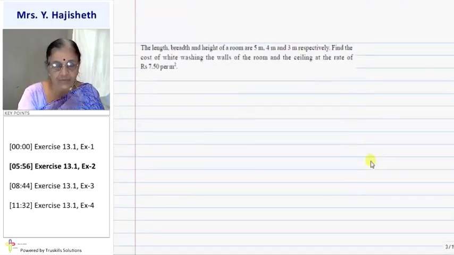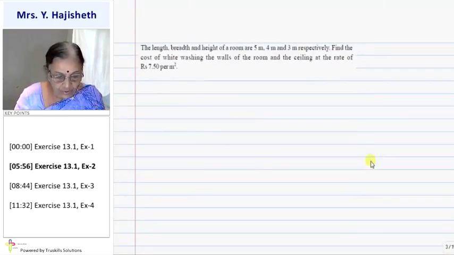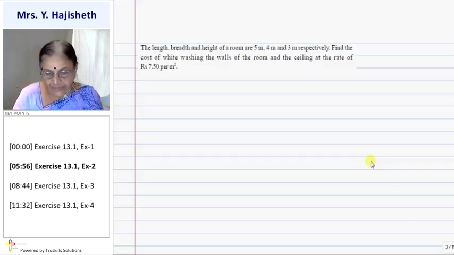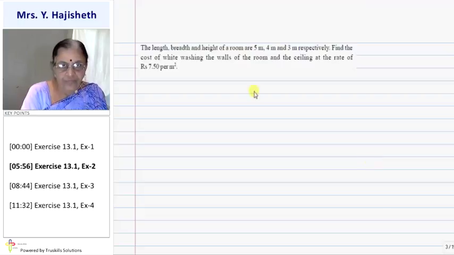Now the second sum of 13.1. A small room: the length, the breadth and height of a room are 5 meter, 4 meter and 3 meter respectively. Find the cost of whitewashing the walls of the room and the ceiling at the rate of rupees 7.50 per meter square. Same. The previous sum was an open cuboid at the top, right? Here it is open at the floor. We will not do whitewashing on the floor, so here the formula for total surface area will remain the same. It is lateral surface area plus area of the ceiling. Okay. So what is here?